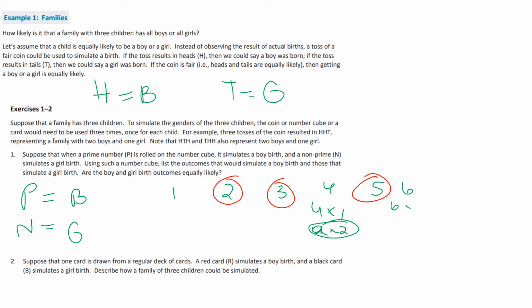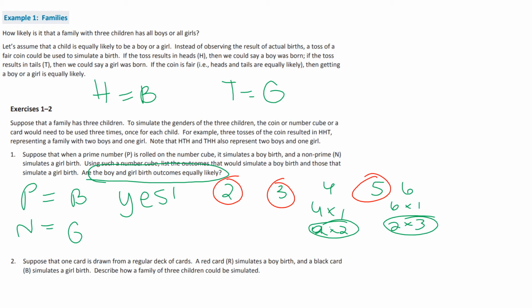With 6, you could do 6 times 1, or you could do 2 times 3. So this one is not prime either. So our only prime ones are 2, 3, and 5. 1 is not prime because the definition is that it's a number greater than 1. So if we have our 6-sided die and there's 3 prime numbers and 3 non-prime numbers, that means that it is equally likely. So are the boy and girl outcomes equally likely? Yes.